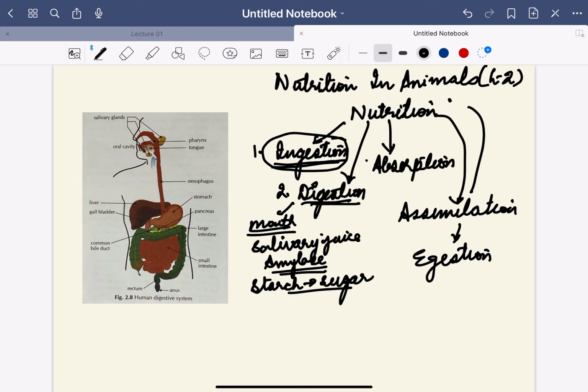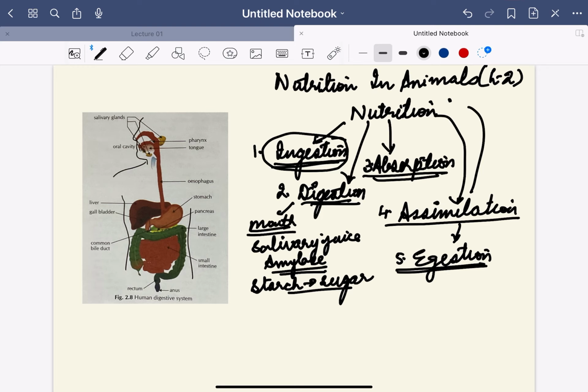The third step is absorption. After the food is digested, it has to be absorbed into the bloodstream, so that is absorption. The fourth one is assimilation. That means utilizing the digested foods to produce energy for growth, for repair of the body, etc. And lastly, whatever is not needed has to be ejected out of the body, so that process is called egestion.